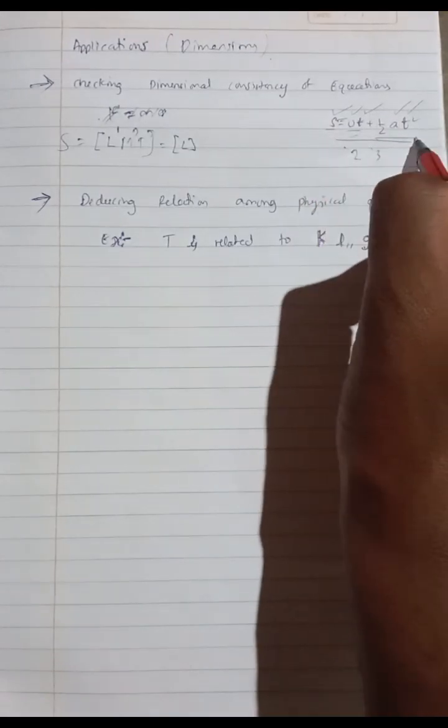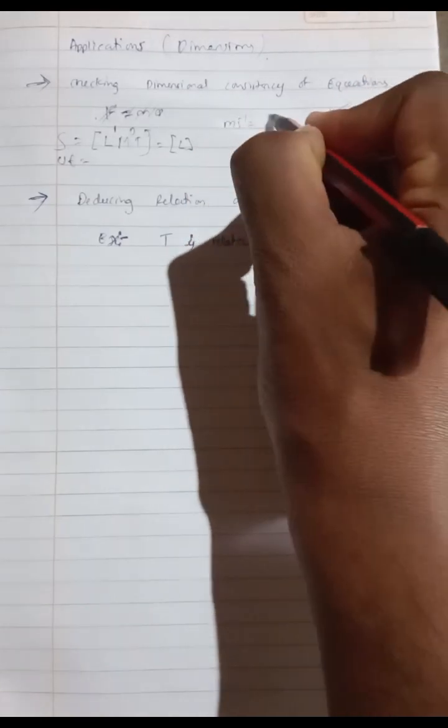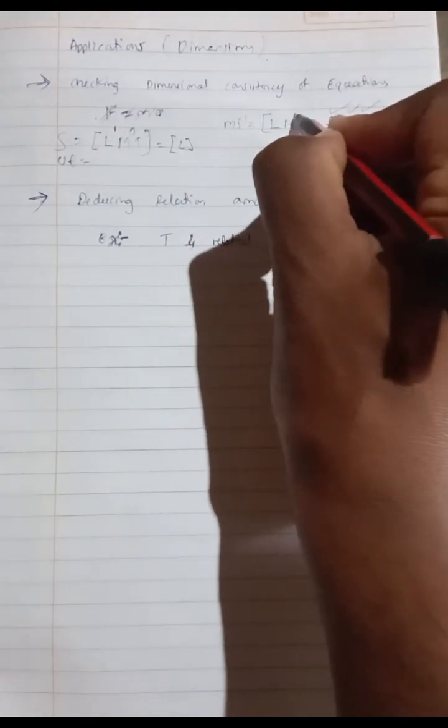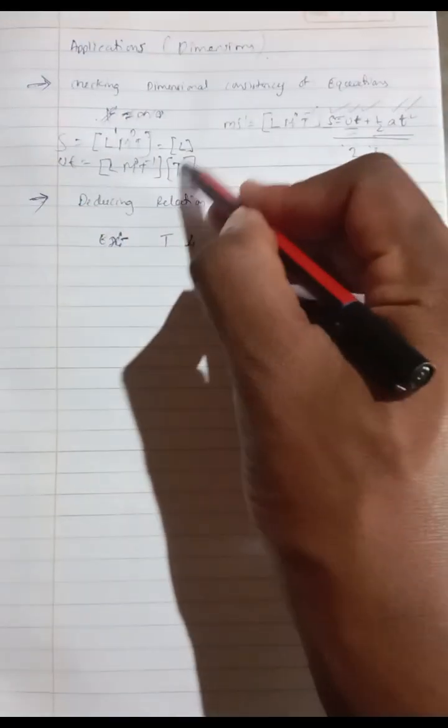And by this rule, ut should also have the same. s is one term, ut is one term, and half at square is one term. So now let's take ut. u is the initial velocity, which has unit meter per second, so that will have L 1, M 0 and T minus 1. We write L M0 T minus 1, and t is time, that is T 1. So T 1 and T minus 1 cancel out, giving just L, with M equal to 0. So this is also L, and this is also L, so it is satisfied.